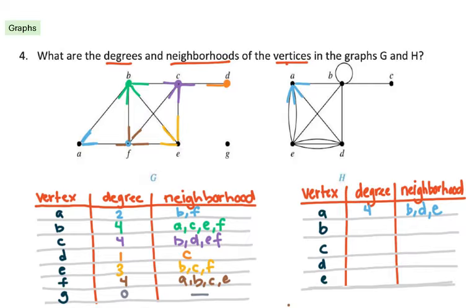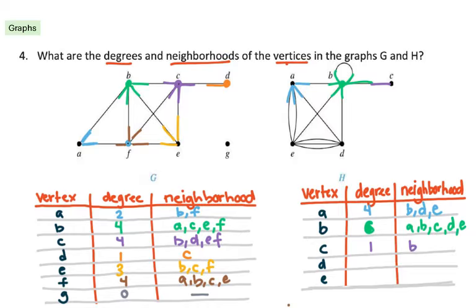Okay, and for B, we've got 1, 2, 3, 4, 5. And the neighborhood, it's A. It goes back to itself, B. Oh, sorry, 6, wrong. 6. B goes to A, C, D, and E. B is connected to everything. Okay, we'll look at C. C is just 1, and its neighbor is B.